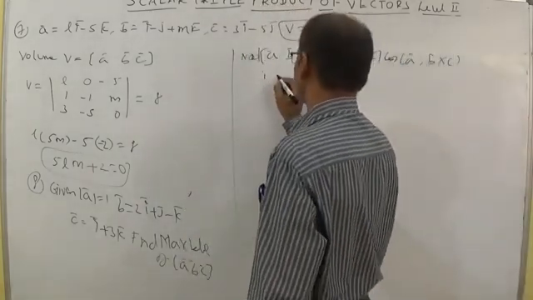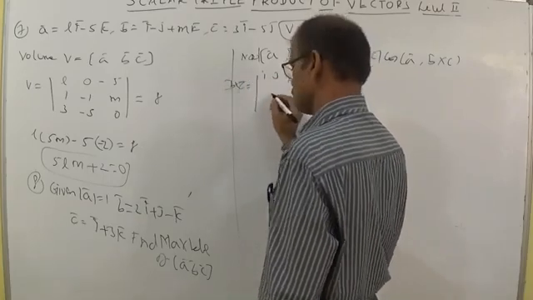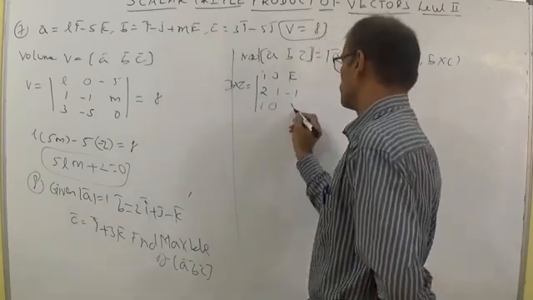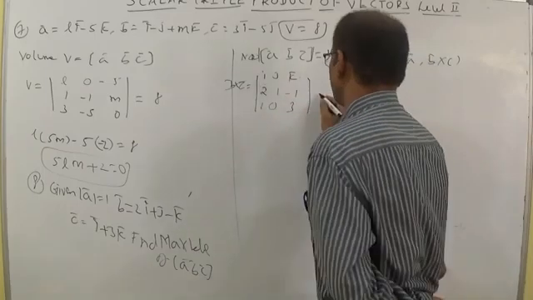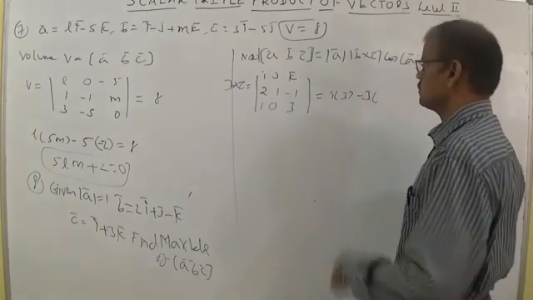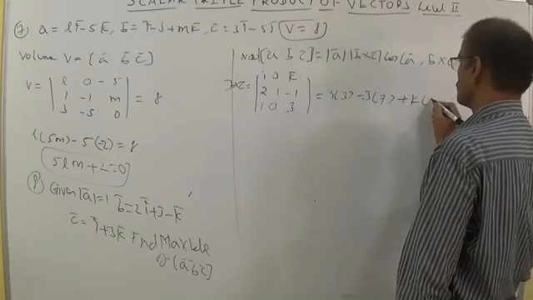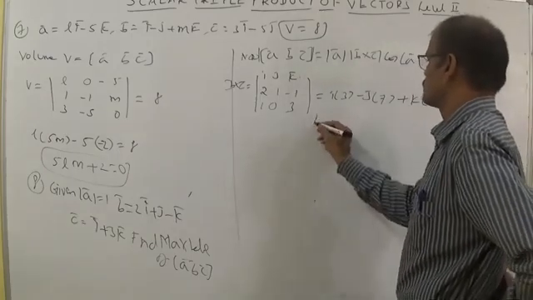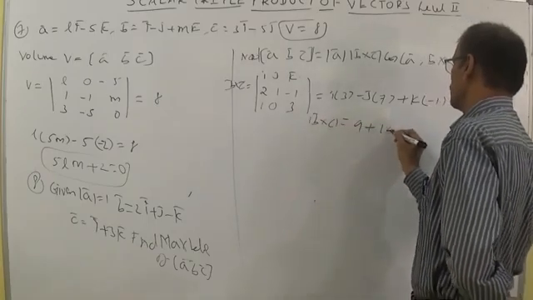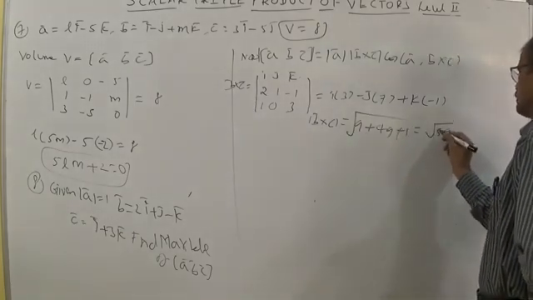Using cross product IJK, I am writing here B cross C is equal to IJK, 2 1 minus 1 and 1 0 3, is equal to I into 3, that's all, minus J into 6 minus 1, here 6 plus 1 is 7, plus K into 0 minus 1 minus 1. Now let us discuss about modulus of B cross C. It becomes 9 plus 49 plus 1. 9 plus 1 plus 49, here it is 59.